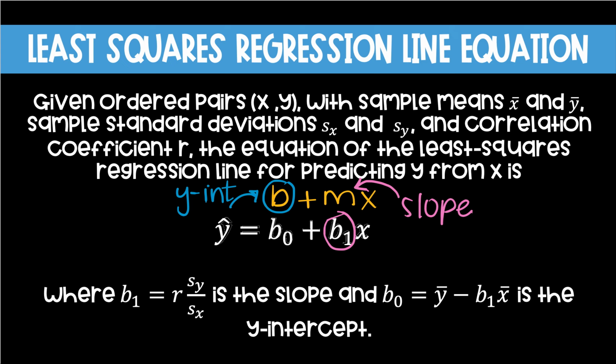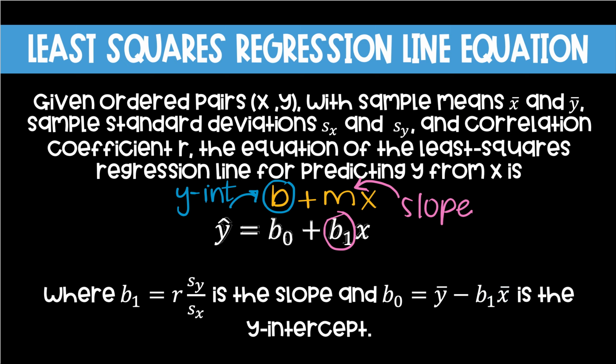To calculate b sub 1, you need your correlation coefficient and both of your standard deviations. To calculate your slope, you're going to multiply the correlation coefficient times the standard deviation of the y values divided by the standard deviation of the x values. And to compute your y-intercept b sub 0, you're going to take the mean of the y values and subtract your slope that you computed times the mean of the x values.